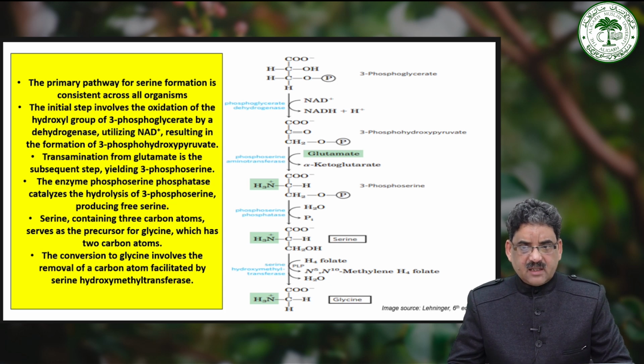In vertebrate liver cells, an alternative pathway exists for glycine biosynthesis. This pathway involves the reverse of the reaction and is catalyzed by glycine synthase, also known as glycine cleavage enzyme.